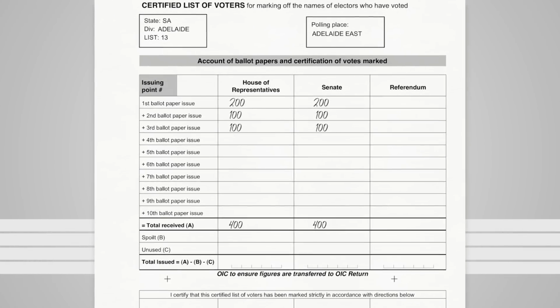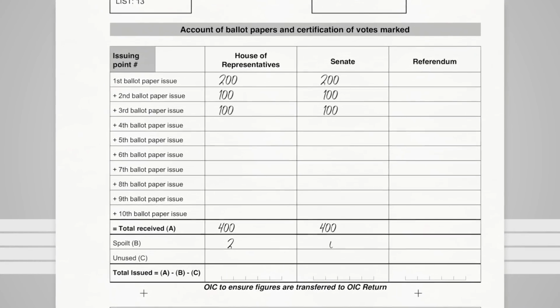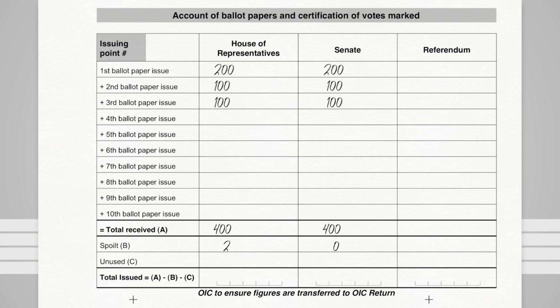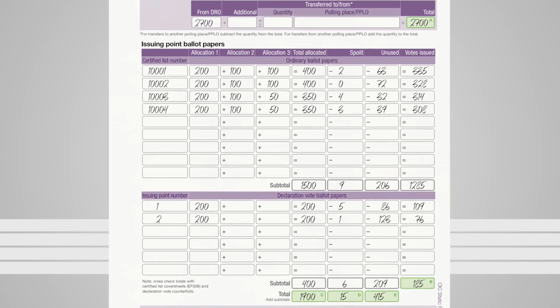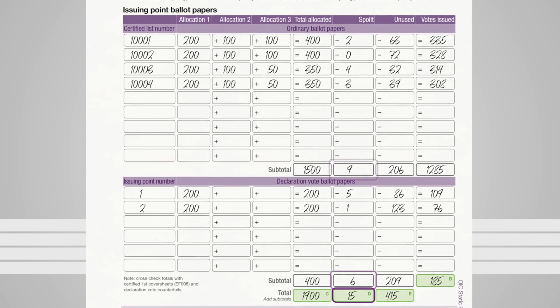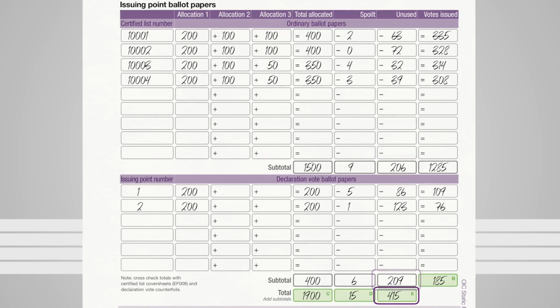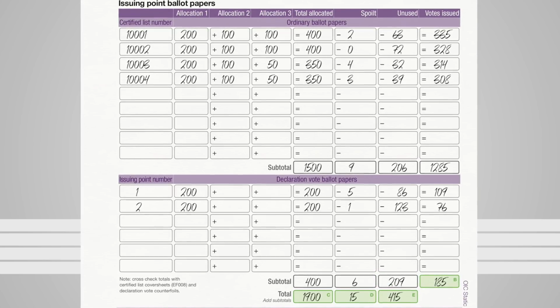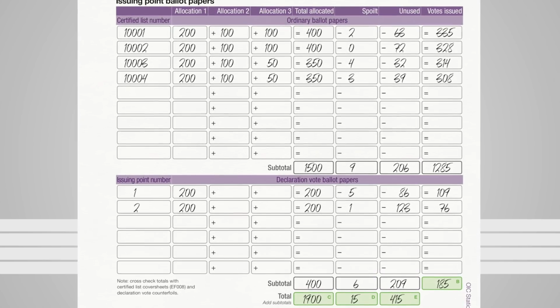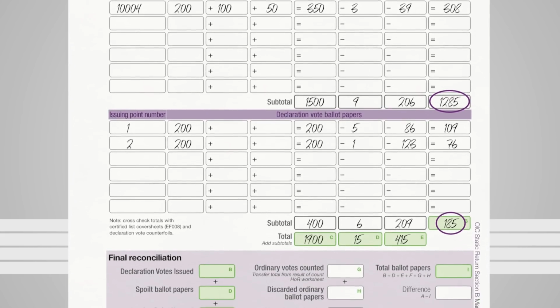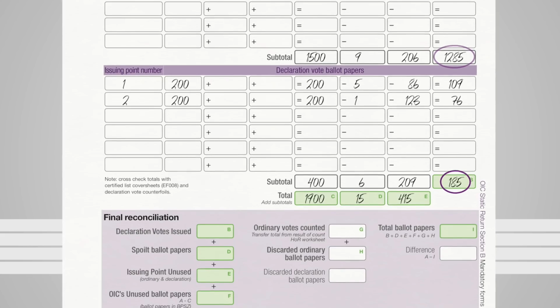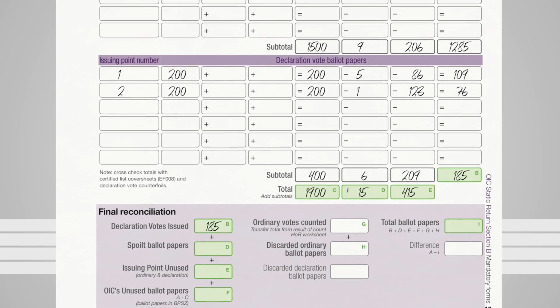Each issuing point will also count the number of spoilt ballot papers they receive throughout the day and the number of unused ballot papers. You will add these figures to your worksheet and calculate the total spoilt and unused ballot papers for the polling place. Once these figures are recorded, you calculate the number of ballot papers issued to voters. The calculations are added to the final reconciliation fields.